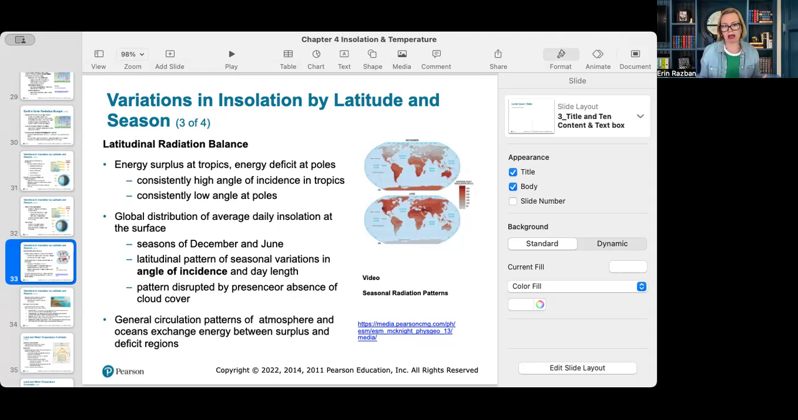Okay, so why does this matter? Well, understanding these patterns is crucial because they create the energy imbalances that drive our global weather systems. The atmosphere and the oceans work constantly to redistribute this unevenly distributed heat, creating wind patterns, ocean currents, and weather systems that shape our climate. So think about it. Without these variations, we wouldn't have our familiar climate zones, our seasons, or the dynamic weather patterns that make Earth's atmosphere so unique and interesting to study.